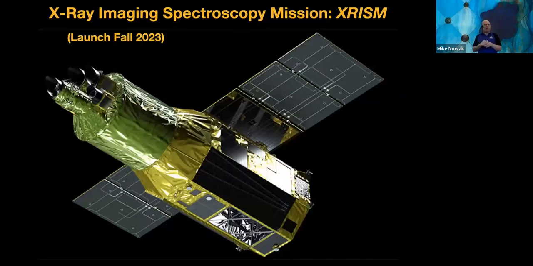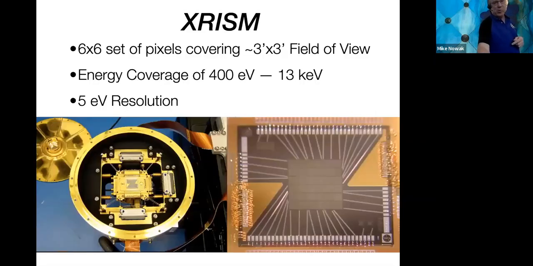Here's the diagram of what this looks like. It's going to have these calorimeters on board. These calorimeters are this set of 6 by 6 pixels. So we have 36 pixels on the sky. That's not a lot, but still it's very impressive given the fact that we're going to have 5 eV resolution, which basically means at this 6.4 keV line, we're going to have about 1200 resolution elements in the spectrum.